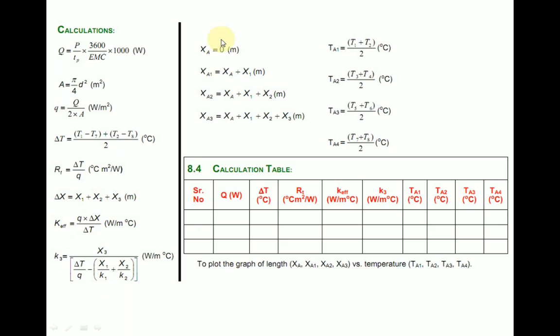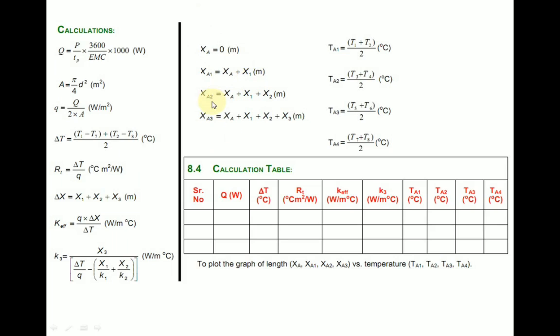Then after that we need to plot a graph of thickness of the composite wall versus the temperature at the interface. So we take the thickness Xa equal to 0. Xa is nothing but the point which is on the surface of the heater. That's why it is the reference point, so we say Xa is equal to 0. Then Xa1 is nothing but the summation of Xa plus X1, whereas Xa is 0 and X1 is the thickness of your cast iron.